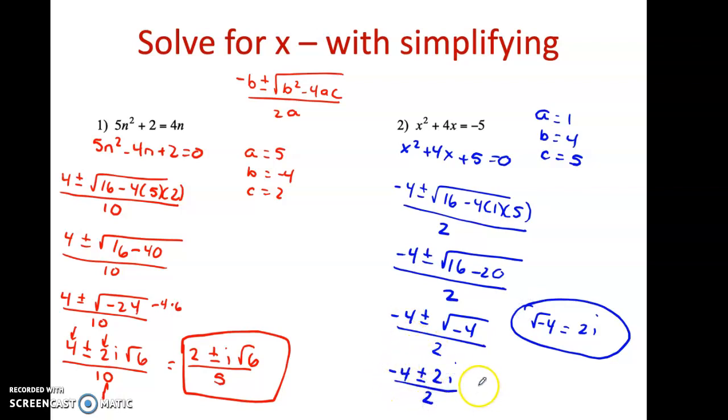And again, all three terms have the same factor of 2, so divide it out. So we're left with negative 2 plus or minus i. You don't need to write over 1, and that's your final answer.